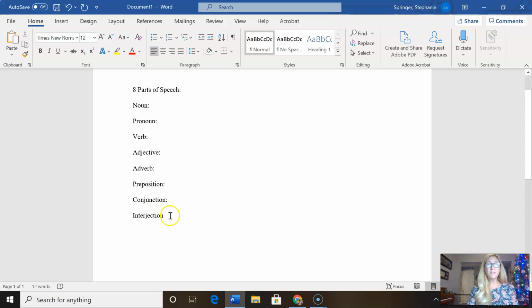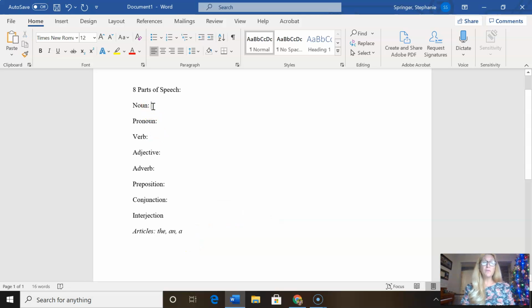Some people will say that there are 9 parts of speech. There are not, but I'm going to put that on there anyways. They call those articles, and those are the words the and a. Articles actually work as adjectives, so we are going to just put those in italics because it's not really part of our 8 parts of speech.